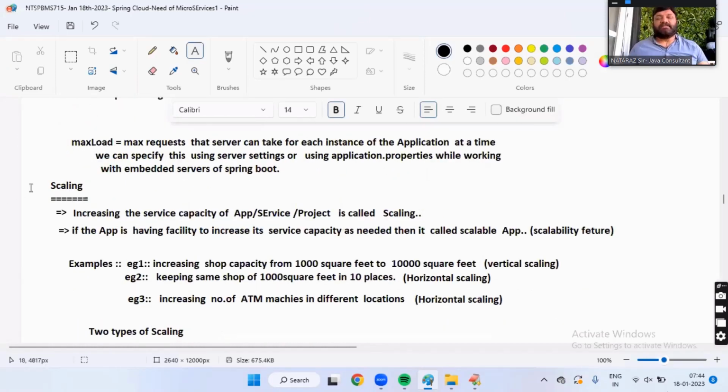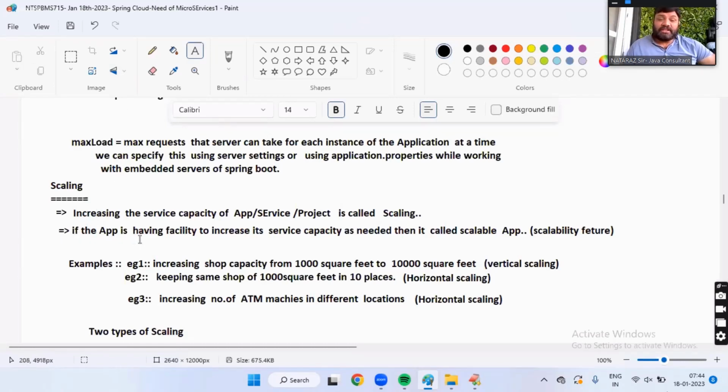Next one, scaling. Scaling means increasing. First, try to understand the English meaning. Scaling means increasing. Is that clear? Increasing the service capacity of an application or service or project is called scaling. Or, I need to scale up my company, I need to scale up my capacity. Well, you want to increase your capacity.